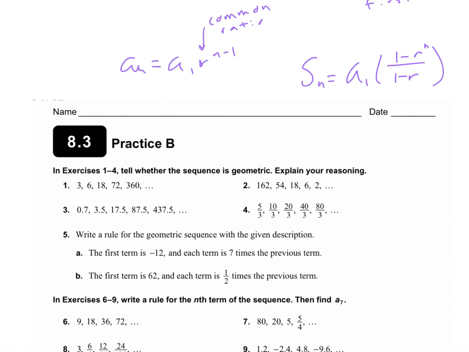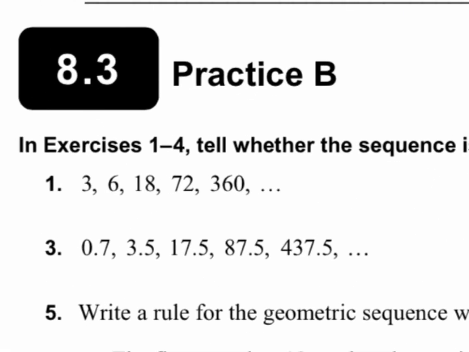So in number 1, tell whether the sequence is geometric, explain your reasoning. What are we multiplying by to get from 3 to 6? 2. Multiplying by 2. Are we multiplying by 2 to get from 6 to 18? No. Nope. So is this not geometric? Nope.